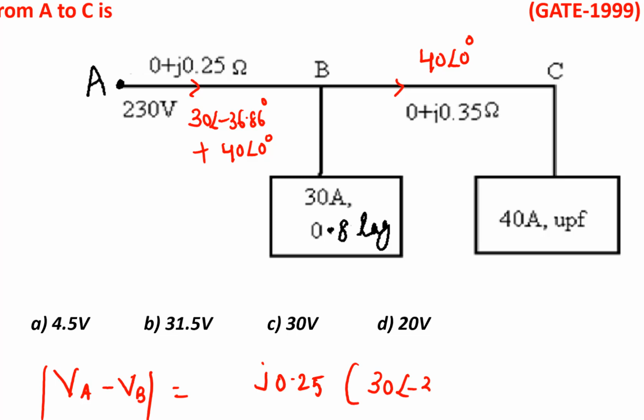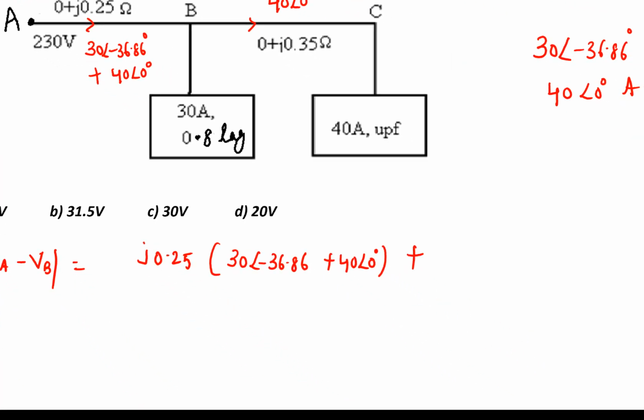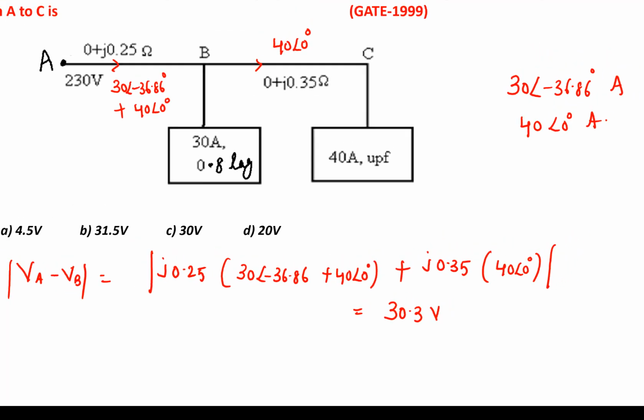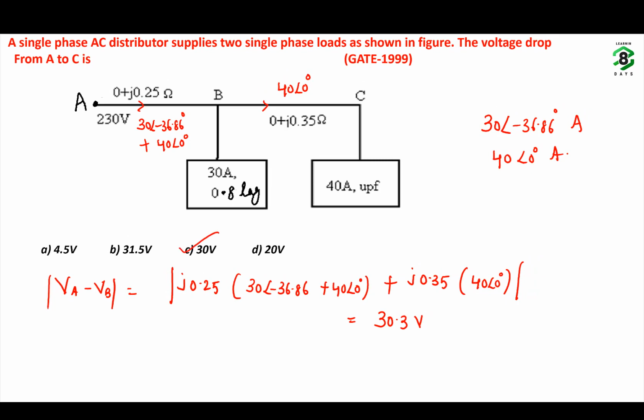30 at an angle minus 36.86 plus 40 at an angle 0. What is the other current? What is the other impedance? Impedance of branch BC? J 0.35 into 40 at an angle 0. If you do this calculation and calculate the magnitude of this one, you are going to get how much? So this voltage drop will become 30.3 volts. So the nearest option, option C, is the right option.